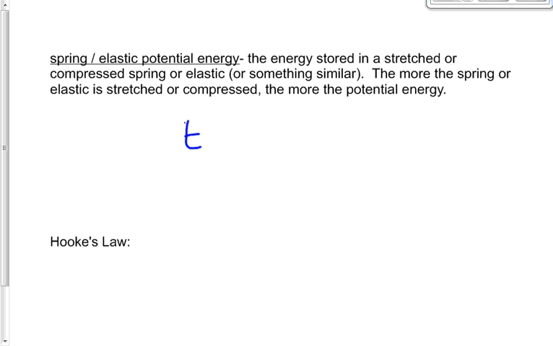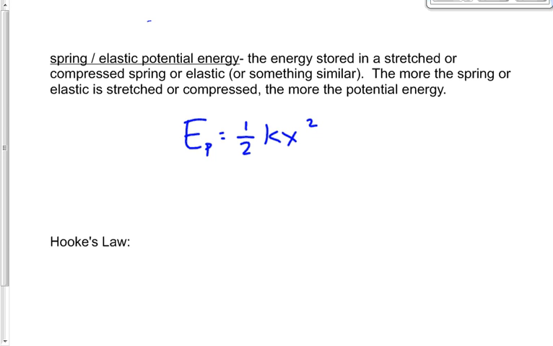The equation that describes elastic potential energy is a new one for you, unlike the last two, kinetic energy and gravitational potential. You'd seen those in physics or in Science 10. Elastic or spring potential energy is 1/2 times k times x squared. Now, what do all those variables mean? Ep is the potential energy, the spring or elastic potential energy.